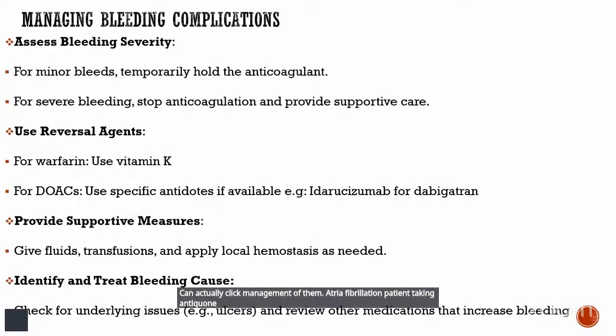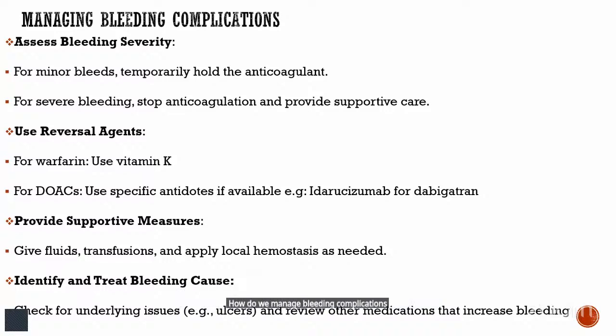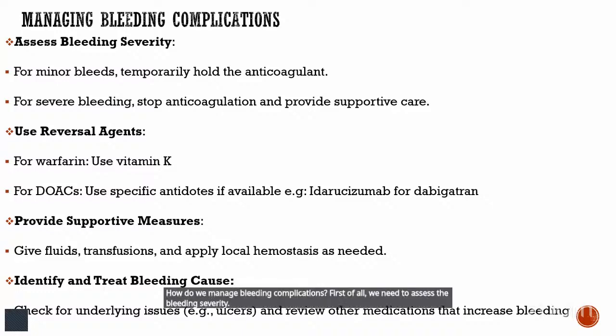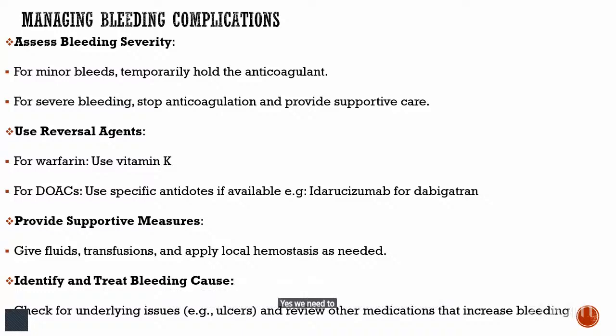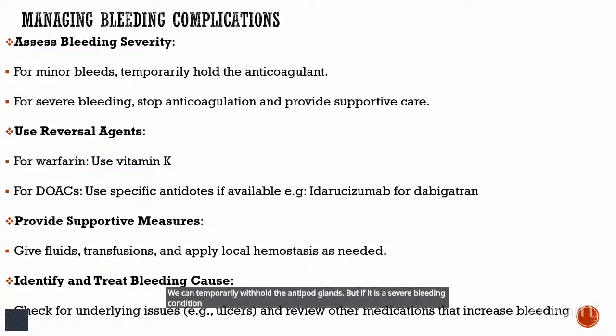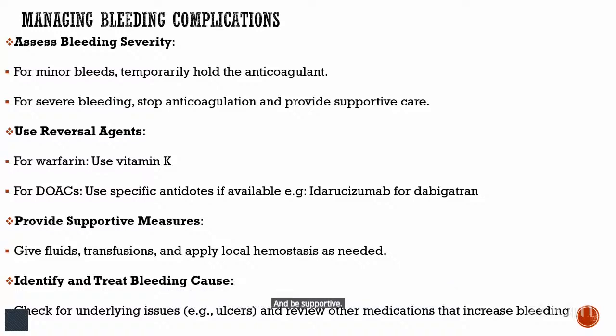So how do we manage bleeding complications? First of all, we need to assess the bleeding severity. If it's a minor bleed, we can temporarily withhold the anticoagulants. But if it is a severe bleeding condition that this person is running the risk of, you have to stop anticoagulant and do supportive care.